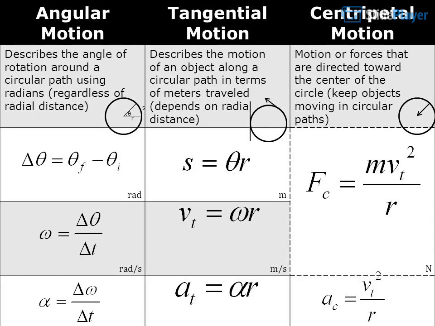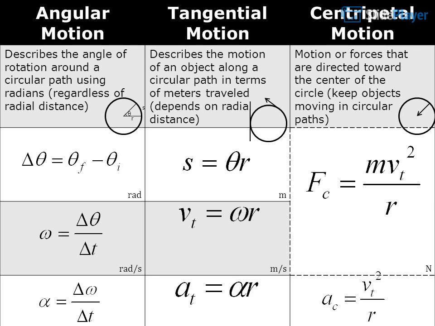Angular motion, tangential motion, centripetal motion. Angular motion describes the angle of rotation around a circular path using radians, regardless of radial distance. Tangential motion describes the motion of an object along a circular path in terms of meters traveled, and depends on radial distance. Centripetal motion refers to motion or forces directed toward the center of the circle that keep objects moving in circular paths.